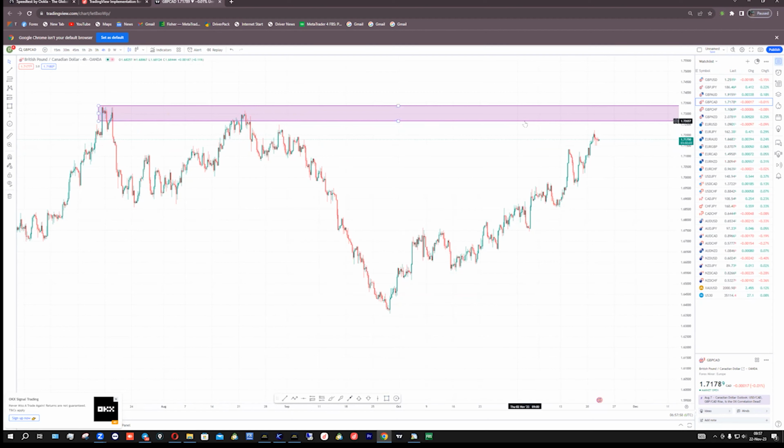Yes, it may look like a supply zone, but we must confirm with our secret. If the market will break this area, we will know whether this market will break this area or not. Why? Because I told you, the market can confirm your strategy.